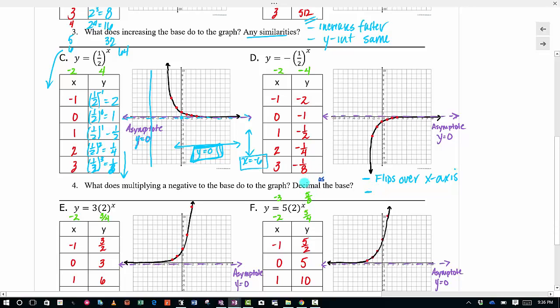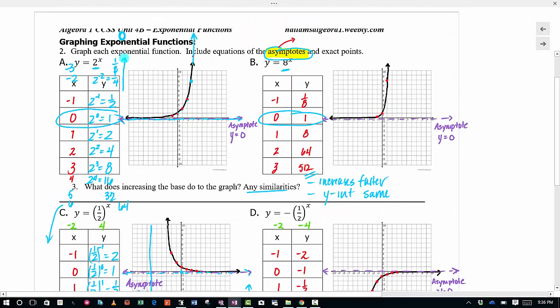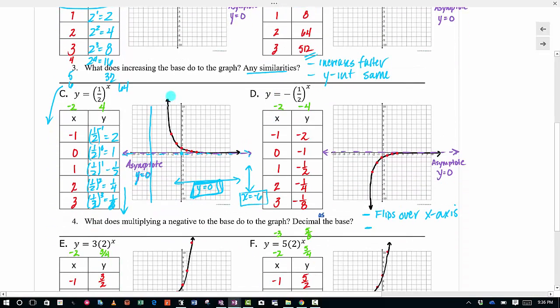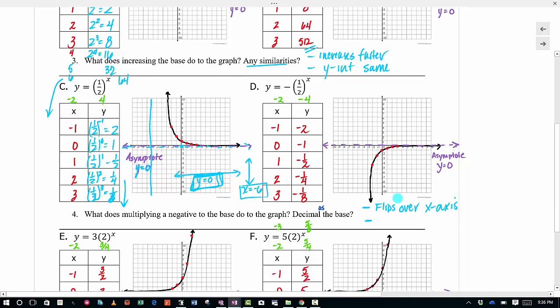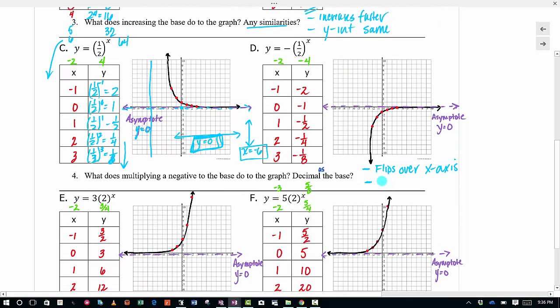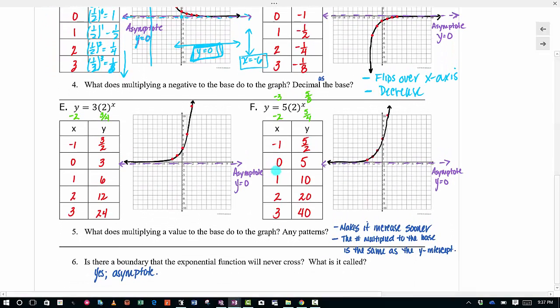The next part says, what happens with a decimal as the base? Well, instead of increasing, because look at these, right? Here's a value greater than 1. What happens? It starts slow from left to right, and then it increases. Well, this does quite the opposite, right? It starts high, and it decreases really close to that asymptote, where it decreases slower and slower and slower. So what does the decimal base do? Well, it makes it decrease.